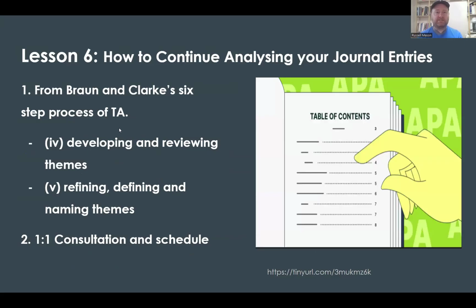Okay, so in the next video, we will look at developing and reviewing the themes and refining, defining, and naming the themes. Okay, so that's the end of the video about theme generation.